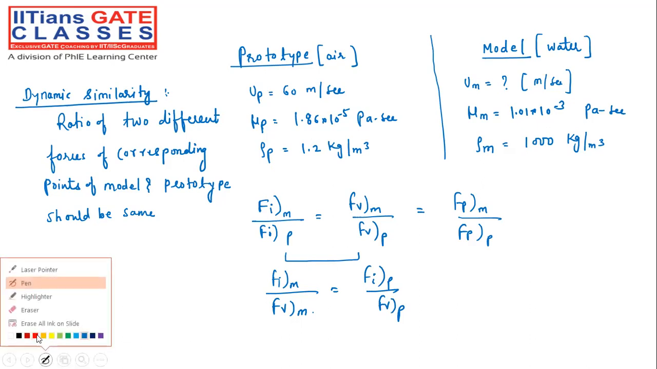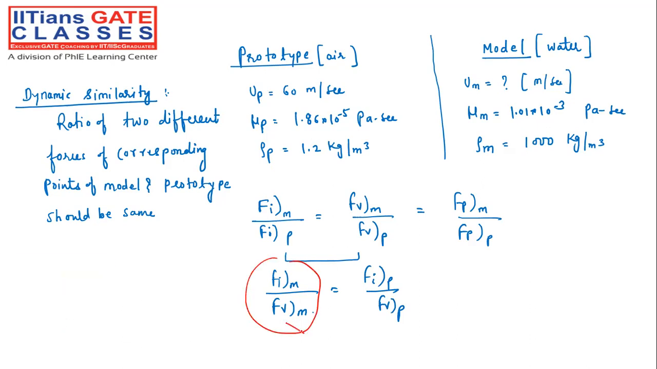If you just compare these terms, what do you call it? You call it a Reynolds number. What is the Reynolds number? The Reynolds number is basically a ratio of the inertia force to the viscous force. Right? What is the inertia force we have?